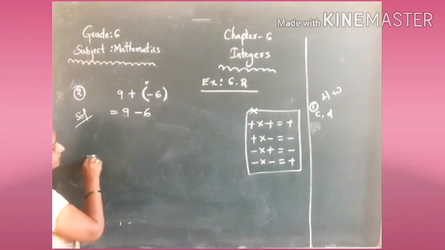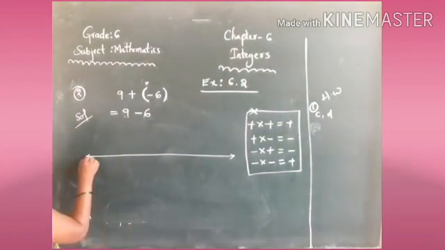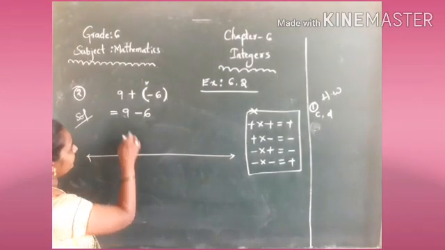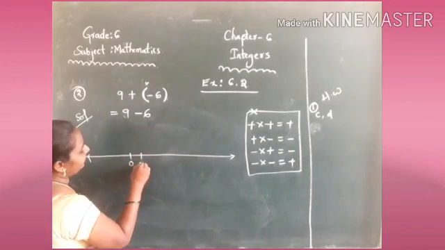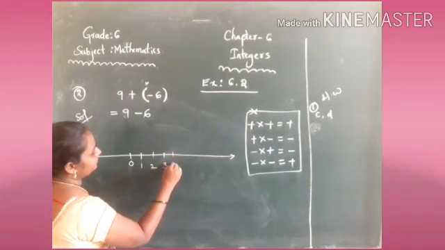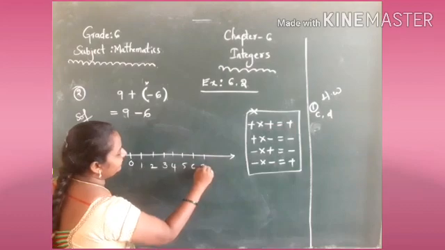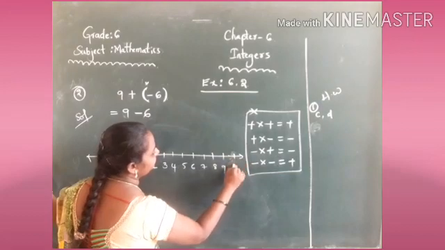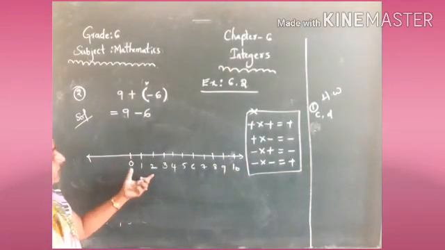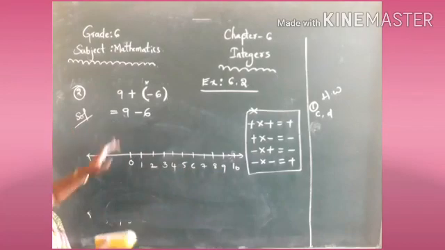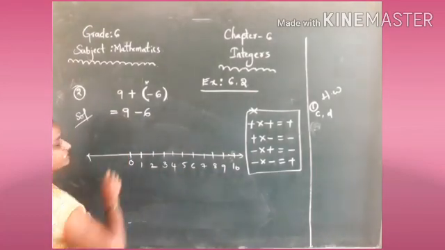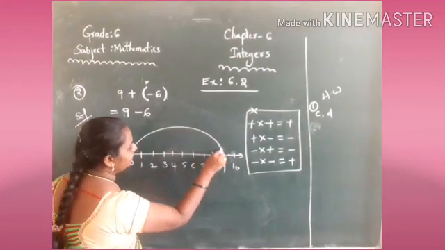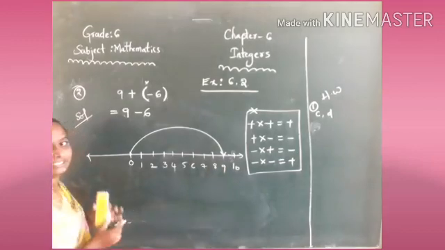So yes, using the number line. Draw a line first and represent the integers here. So here 0. The highest integer is 9. You can go up to 9 or 10. We have represented the integers on the number line. Now first you have to start from 9. So first go from 0 to 9. Now you are at 9.